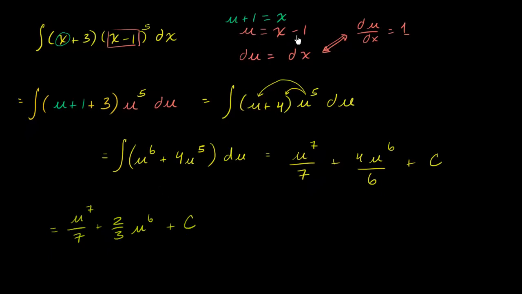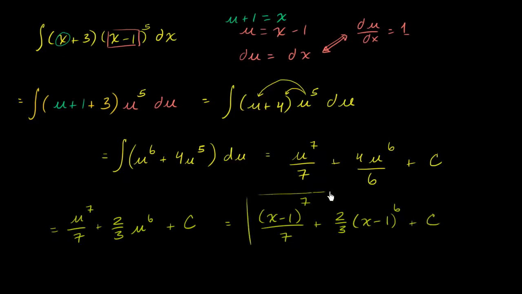u is equal to x − 1. So this is going to be equal to (x − 1)^7 over 7 plus 2/3 times (x − 1)^6 plus c. And we're all done. We were able to take what could have been a hairy thing if we had to expand this out, and we were able to take the antiderivative by doing a little bit of this u substitution and u back substitution.